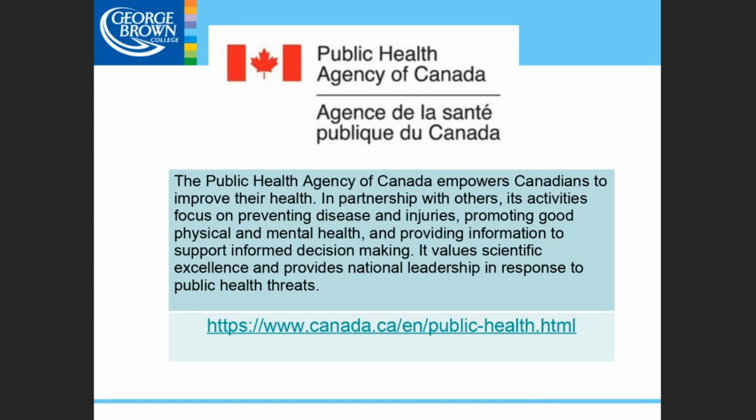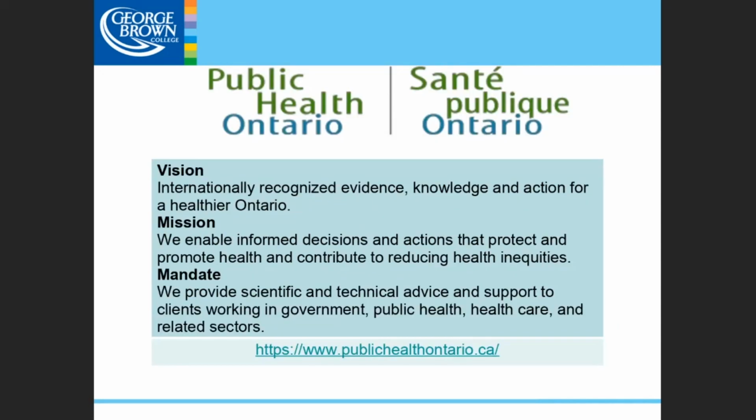Then moving down from the international level to our federal agency, is the Public Health Agency of Canada. The Public Health Agency really focuses on preventing disease and injuries, promoting good physical and mental health, and providing information, as I said, to support informed decision making. As nurses, we access Ontario Public Health and the Public Health Agency of Canada quite frequently to get our information, especially when something's occurring like the pandemic right now, or any other health epidemic that we may be experiencing.